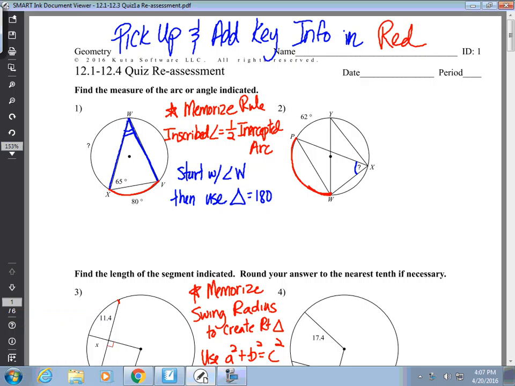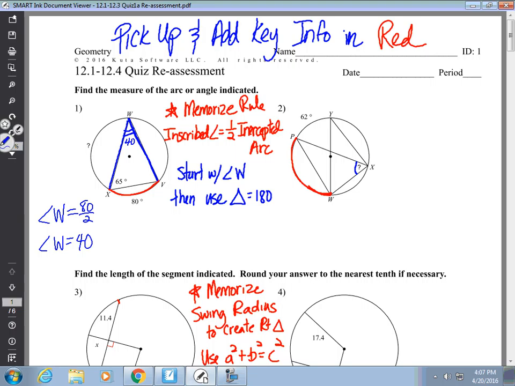The red information is stuff you need to memorize, to know, to recognize. You will see a problem like number 1, where you use the inscribed angle. First, you find that inscribed angle, angle W, which will basically equal half the intercepted arc. The intercepted arc was the red curve, which was 80. So half of 80 is 40, so angle W is 40.